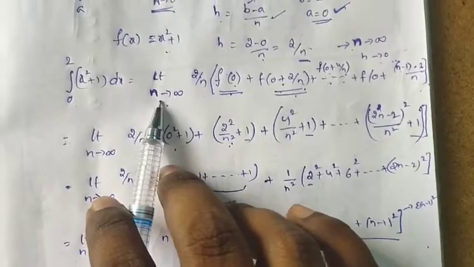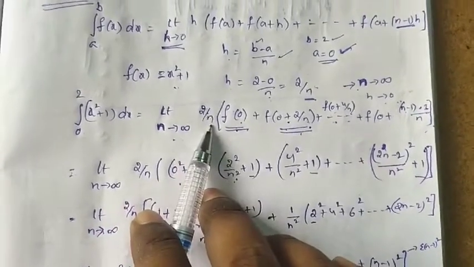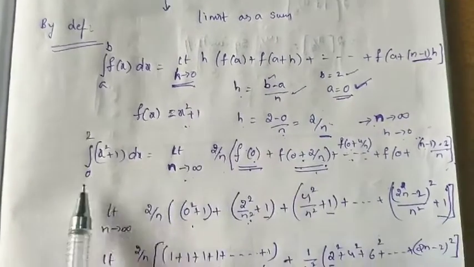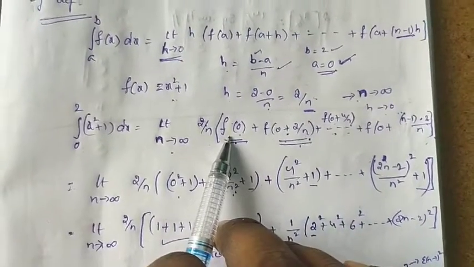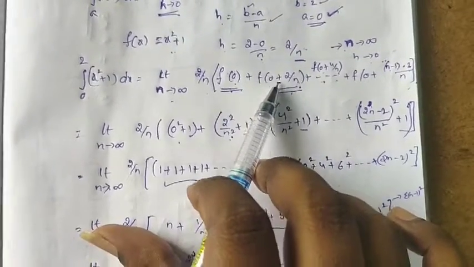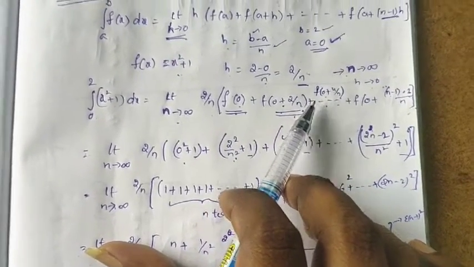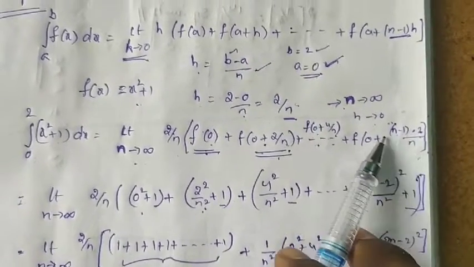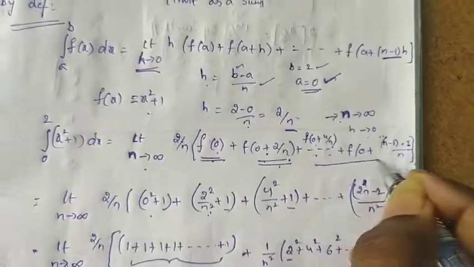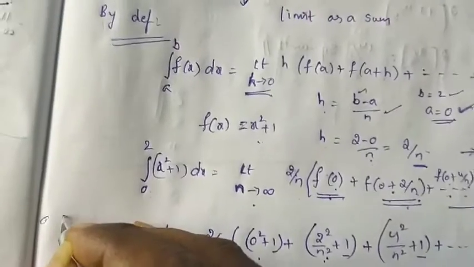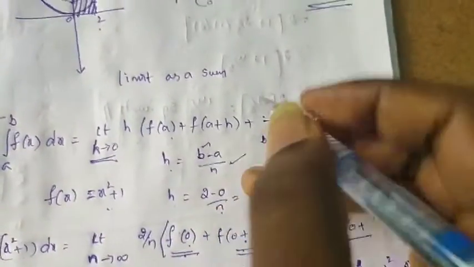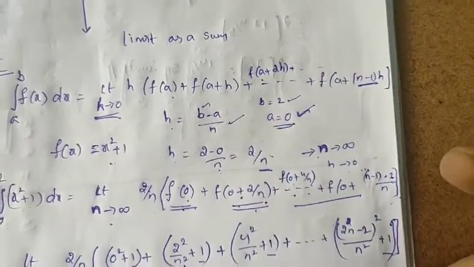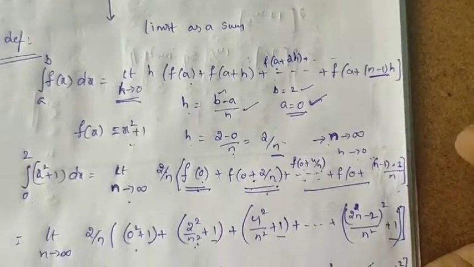Now if you apply limit n tends to infinity, h value 2 by n, f of a stands for 0. So f of 0 and f of 0 plus 2 by n, f of 0 plus 4 by n and so on, f of 0 plus 2 into n minus 1 by n. This I taught you already. It is in the form of a plus h, a plus 2h and so on, a plus n minus 1 into h. Arithmetic progression.